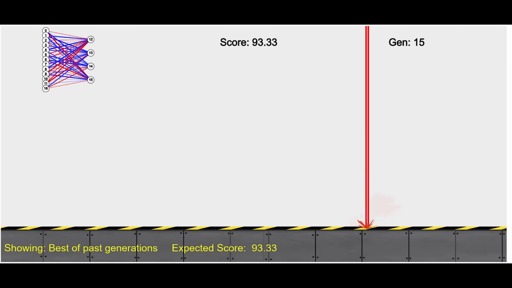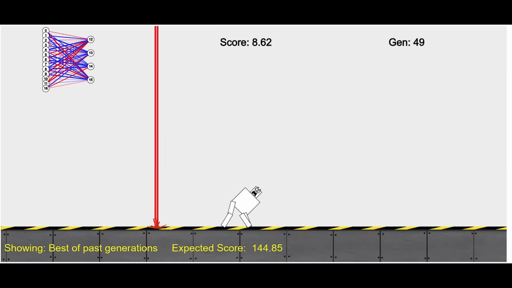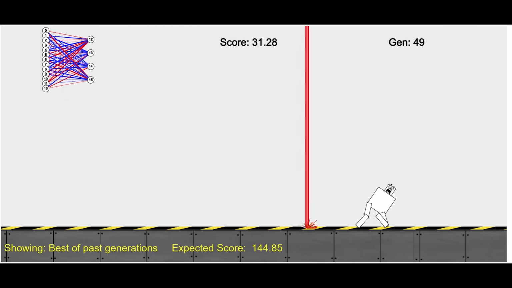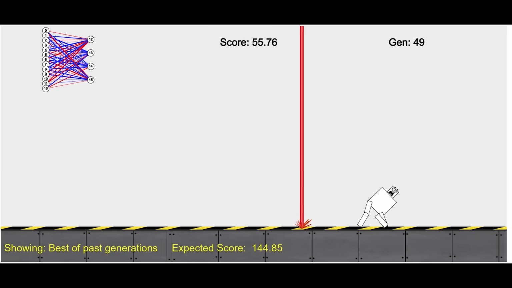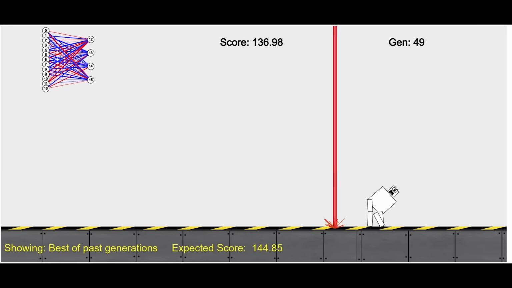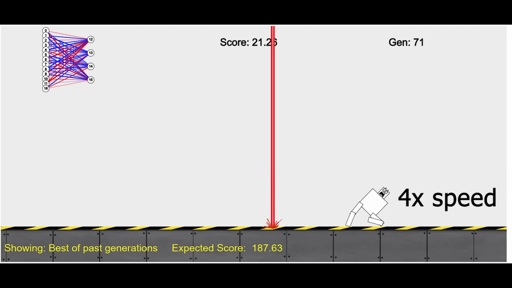Alright, so yeah, this guy just dies. Yeah, so they're kind of only small improvements until generation 49, where it learns to run at a pace where it can keep up with the laser for a bit. That is, until it trips and dies, like a legend.